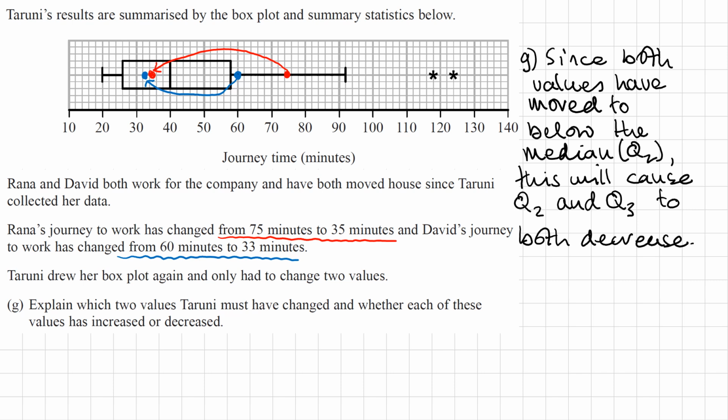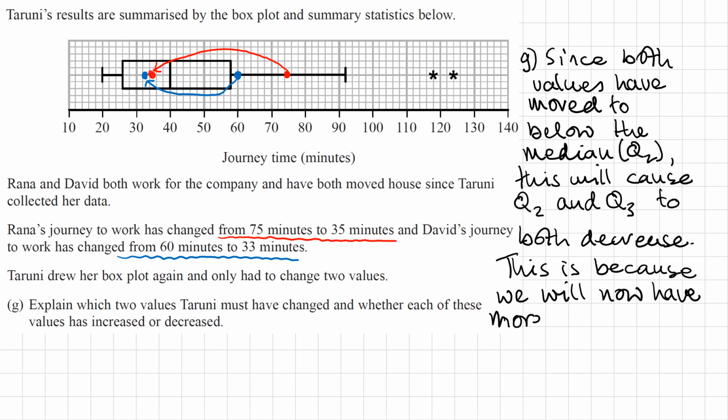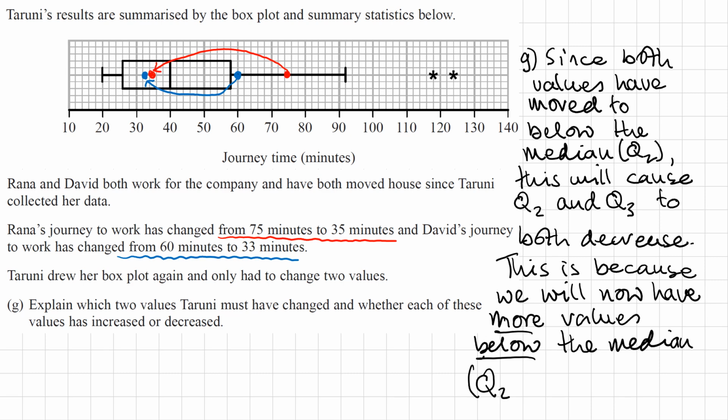And if I was to give a reason, I would just say that this is because we've now got more values below the median, or below 40. So this is because we will now have more values below the median. That's our Q2, which is 40.